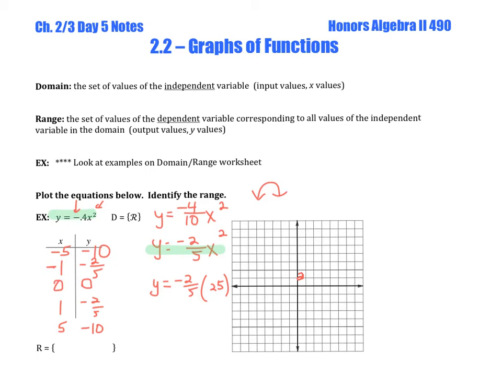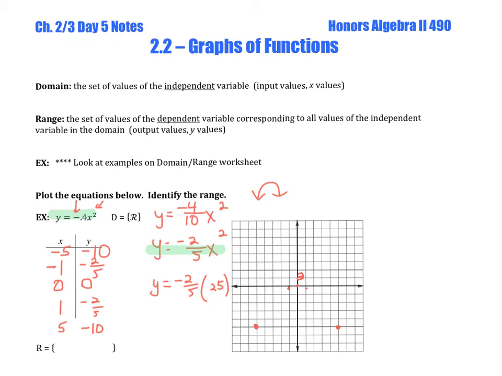So if I do negative 5, negative 10, it's going to be right there. Hopefully I'm counting correctly as I'm doing this. Negative 1, negative 2/5, I'm going to say is right there. 0, 0 here. 1, negative 2/5 right here. And then 5, negative 10 is going to be, let's see, 1, 2, 3, 4, 5. All right, I believe right there. I apologize. When I'm doing these videos, if I happen to miscount, I apologize.